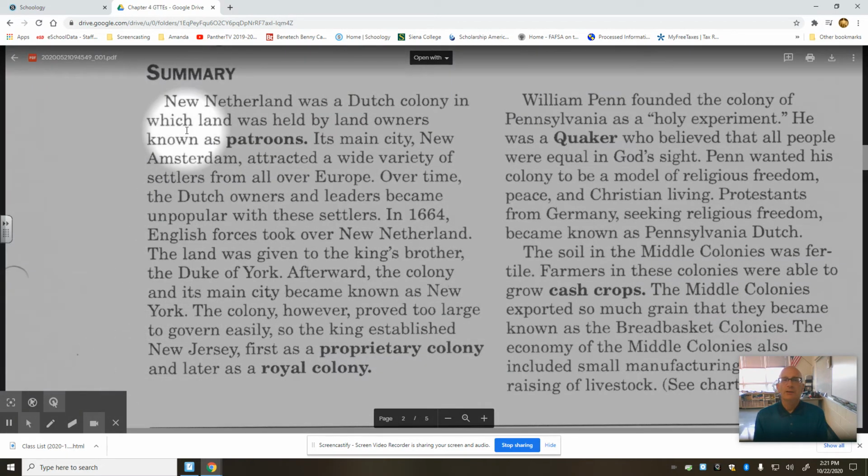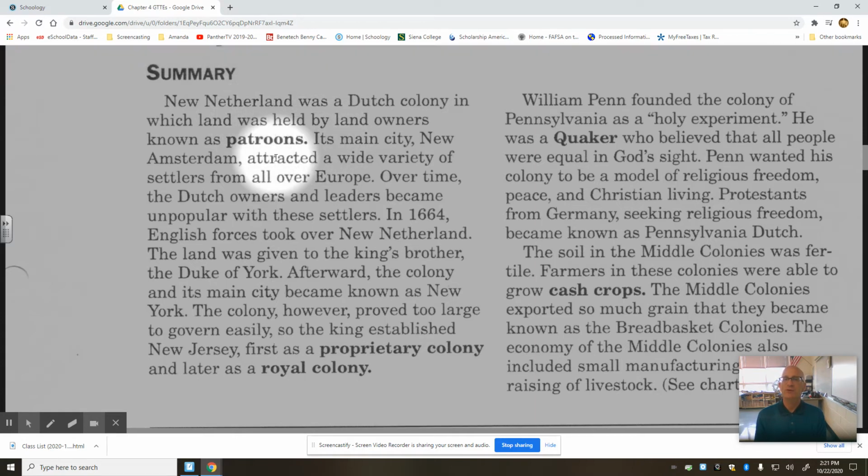Continuing on, we're looking at New Netherland. Again, we're talking about the Middle Colonies here. New Netherland was a Dutch colony in which land was held by landowners known as patroons. Its main city, New Amsterdam, attracted a wide variety of settlers from all over Europe. Okay, New Amsterdam, incidentally, today is known as New York City, which is one of the largest cities in the world. It is in our great state of New York. It was originally a Dutch city known as New Amsterdam. And New Amsterdam attracted a wide variety of settlers from all over Europe.